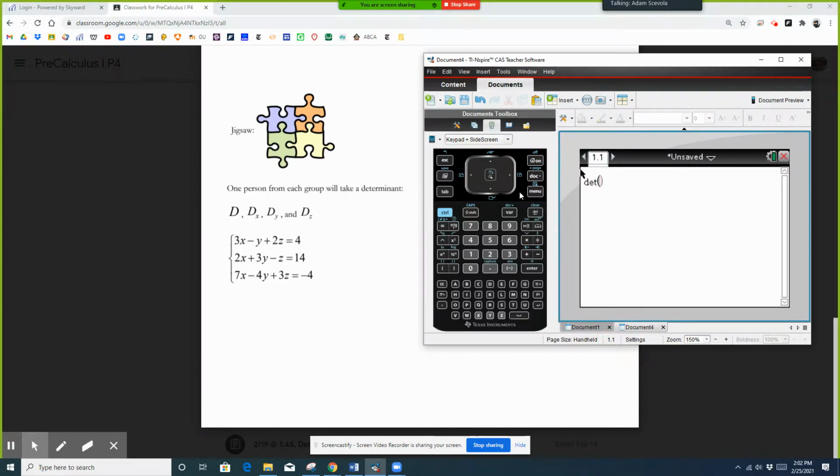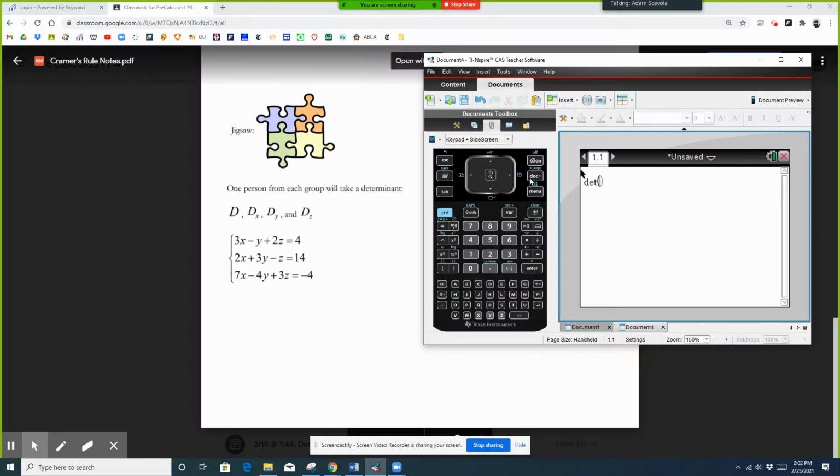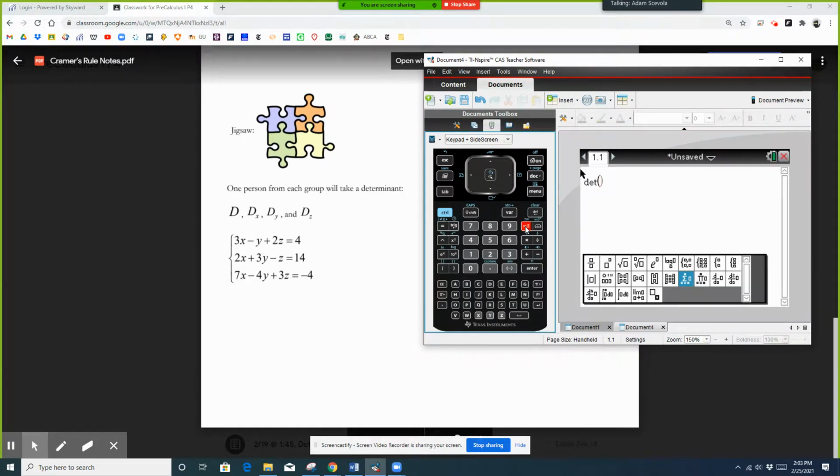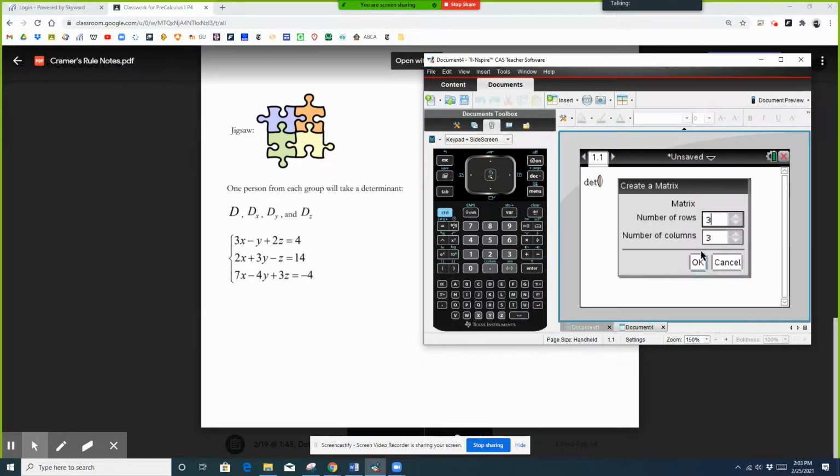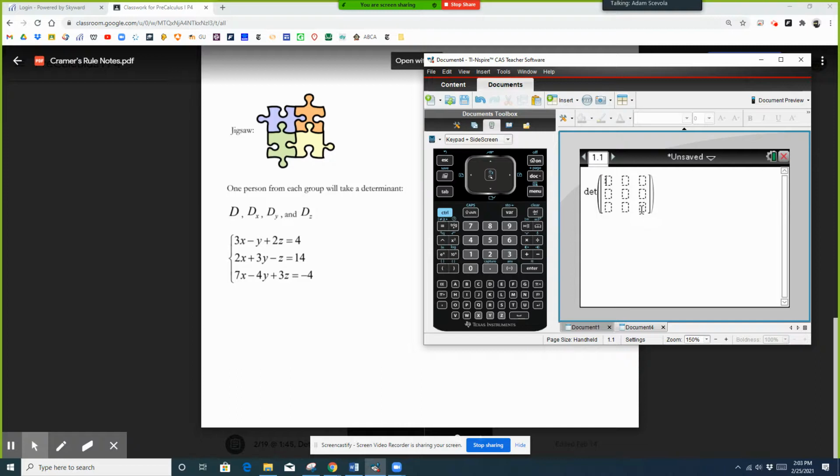Now, inside that parentheses, we need to put the 3x3 matrix that we want to find the determinant of. So if we're doing D, that's going to be the coefficient matrix. So we're going to insert a 3x3 matrix by hitting this button next to the 9, and then looking for the 3x3 matrix template. All right, we want a 3x3. So the first row is going to be 3, -1, 2, because 3 is the coefficient in front of x, -1 is in front of y, 2 is in front of z. Now you actually could have ordered that any way you wanted, but you have to remain consistent after that.